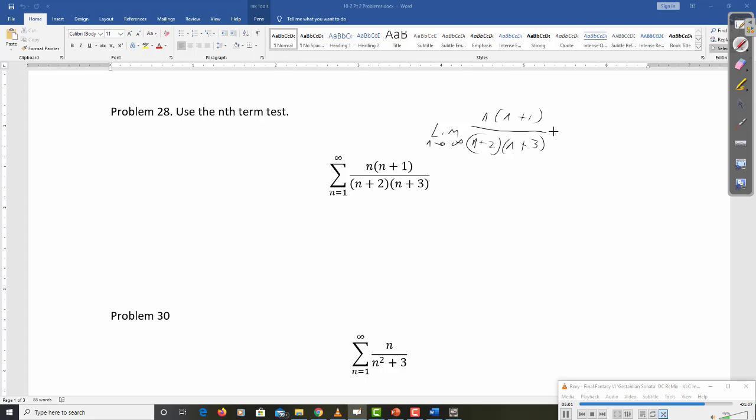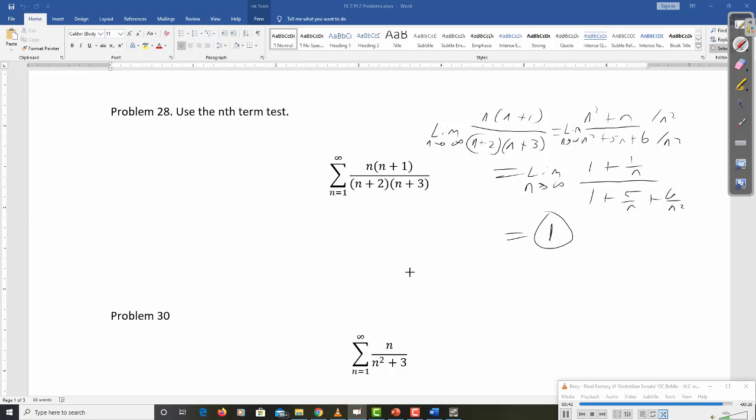So if I look at the limit as n goes to infinity of that, you can multiply it out if you want. The top is going to have n squared plus n. The bottom is going to be n squared plus 5n plus 6. But just because the top and bottom are equal powers, I can just do this trick. Divide top and bottom by the biggest power on the denominator. And then you get 1 plus 1 over n on the top, and 1 plus 5 over n plus 6 over n squared. Then everything goes to 0 except the 1's. So 1, not 0, diverges. Because the nth term test said if it went to anything but 0, it diverges.